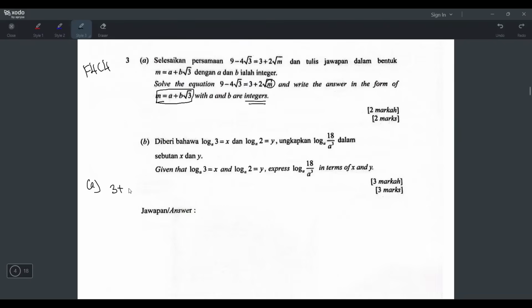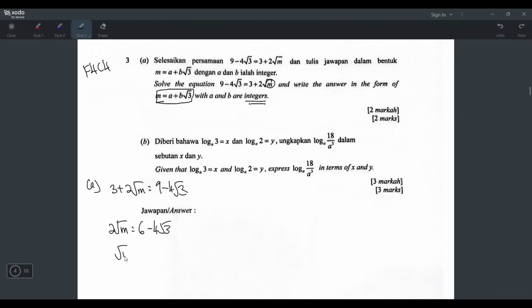I will write that whole thing a bit differently. I'll write the 3 plus 2 square root m here, and then 9 minus 4 square root 3. It's just the same thing, I just change the side. Because I'm trying to find m, I make my m on the left side. Now I'll move the 3. So this plus 3 becomes minus 3. So the 9 minus 3 becomes 6, minus 4 square root 3.